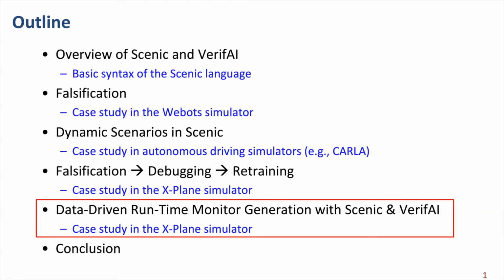Thank you for the wonderful tutorial. I have maybe two questions. The first question is, you showed us a couple of different scenarios in simulators like CARLA. I'm wondering, is it possible to use the Scenic language to simulate behaviors like pedestrians or any other kind of humans, which may be different from the other cars or obstacles?